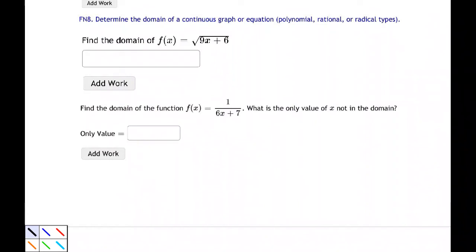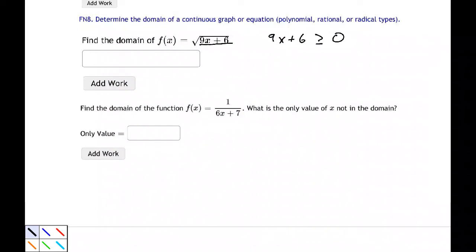The first is find the domain of f of x equals the square root of 9x plus 6. Now, we know from our notes that to find the domain of a radical function, we have to take the radicand. That is what is underneath the radicals. In this case, that's 9x plus 6. We're going to take 9x plus 6 and set that greater than or equal to 0.